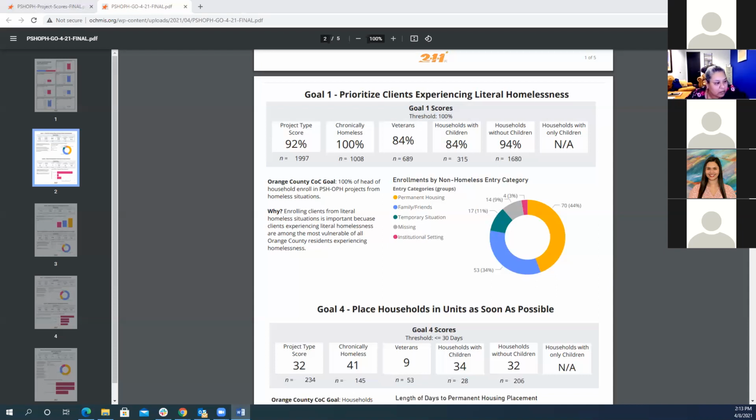Okay. So if you are a PSH provider, this measure is on the PPR dashboard that you can pull from HMIS, and if you're not at 100%, look at that prior living situation and make sure that if the client came in from another PSH, the prior living is set to permanent housing for homeless clients, and that will not be counted against you.